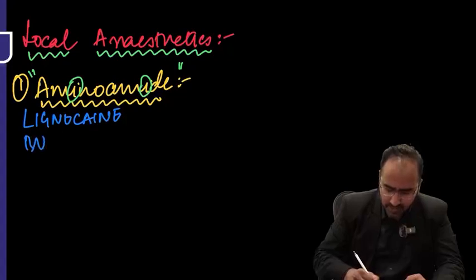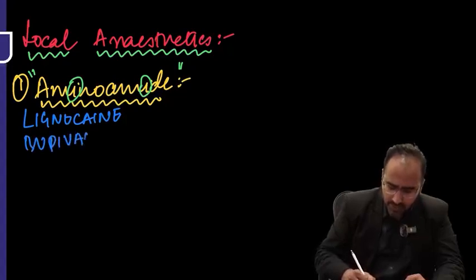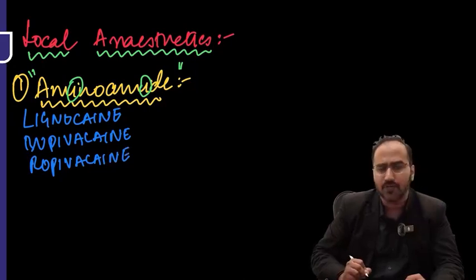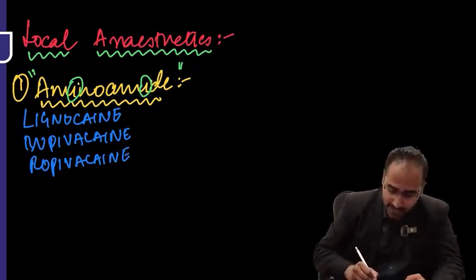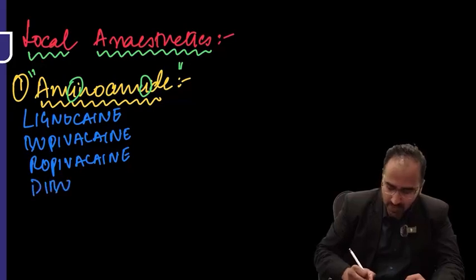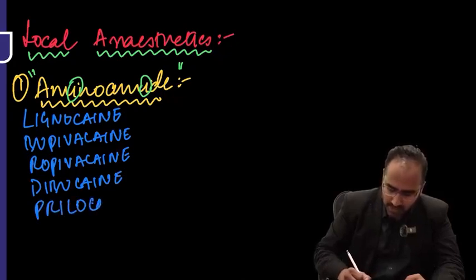Next is bupivacaine. Next is ropivacaine, which is an enantiomer of bupivacaine, which is less potent. Okay? Next is dibucaine. Next is prilocaine.